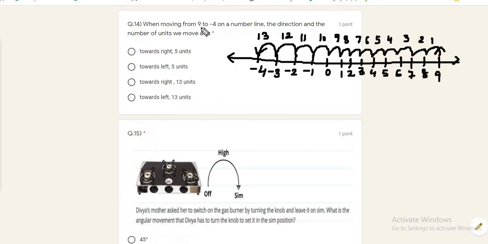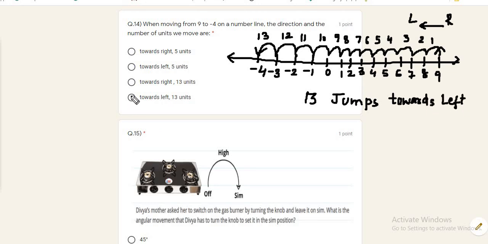Question 14. When moving from 9 to minus 4 on the number line, the direction and the number of units we move is, as we have to move from 9 to minus 4, how many jumps will we have to take? First of all, we have to move from right to left, so we have to move towards left. And how many units? As we can see, moving from 9 to minus 4, we have to take 13 jumps towards left. So the answer is 13 jumps towards left. So D is the correct option.